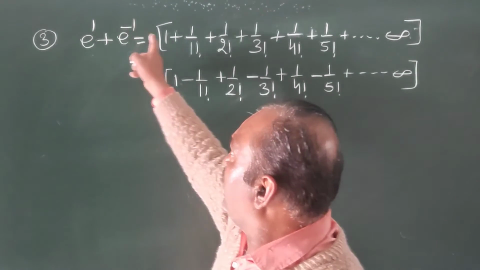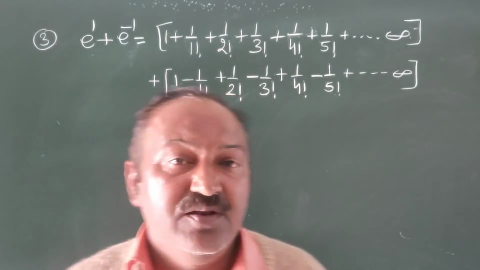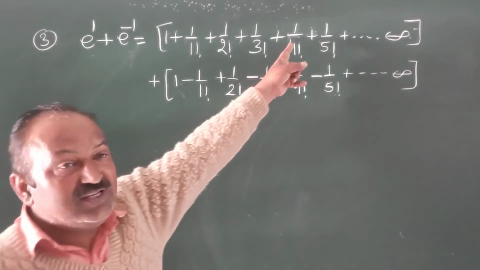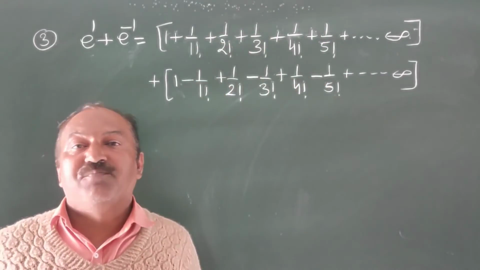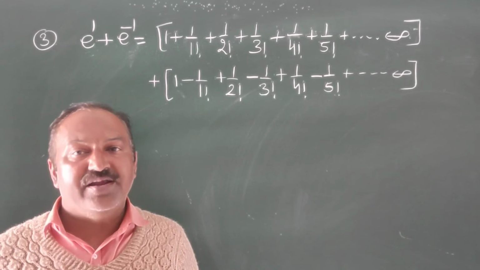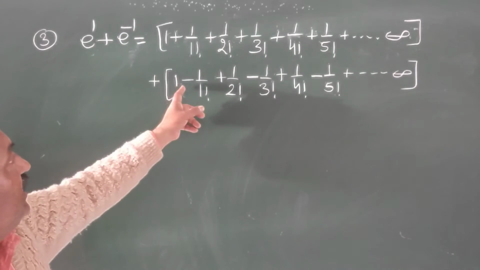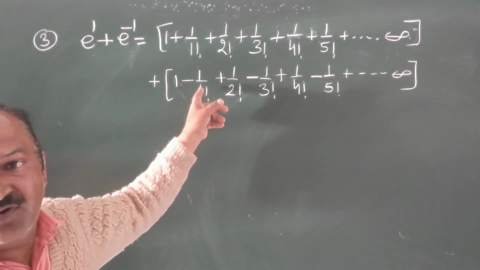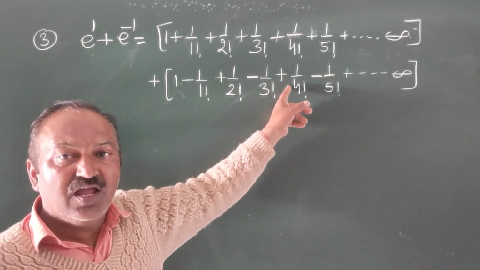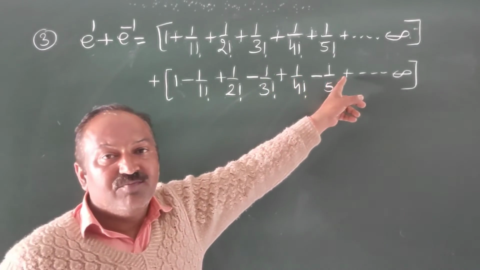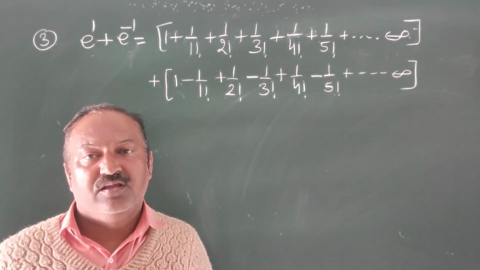E raised to power 1 is equal to 1 plus 1 upon 1 factorial plus 1 upon 2 factorial plus 1 upon 3 factorial plus 1 upon 4 factorial plus 1 upon 5 factorial plus and so on up to infinity. It is an infinite term. And e raised to power minus 1 is 1 minus 1 upon 1 factorial plus 1 upon 2 factorial minus 1 upon 3 factorial plus 1 upon 4 factorial minus 1 upon 5 factorial and so on up to infinity.